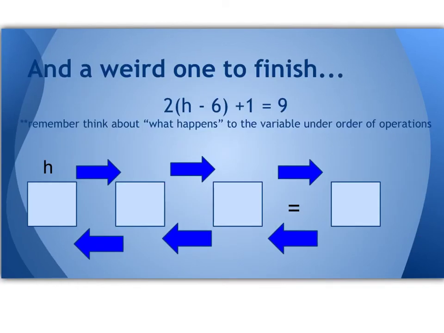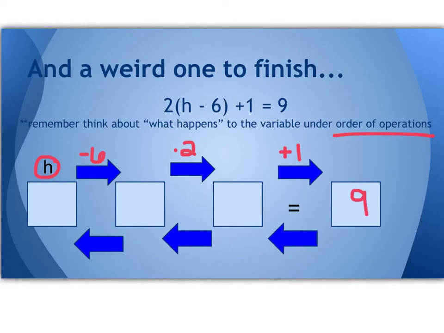Now here's a more tricky one to finish it off. Remember, think about what actually happens to the variable under order of operations. That's the key. Can you follow order of operations? So, what happens to h first? You might want to pause, try this, and then hit play to see what happens. So what happens to h first is we're going to subtract 6. And then we're going to multiply by 2. And then we're going to add 1 to get 9.